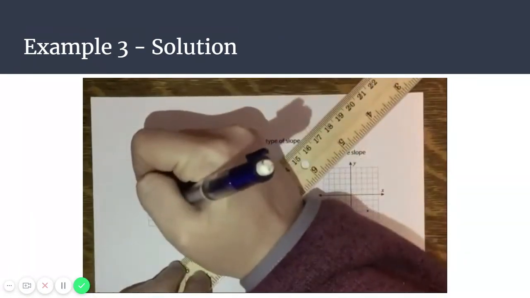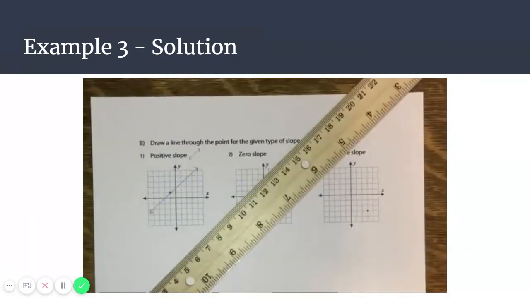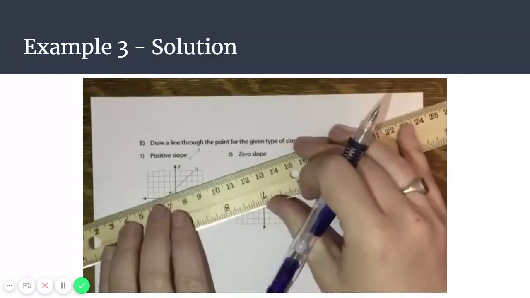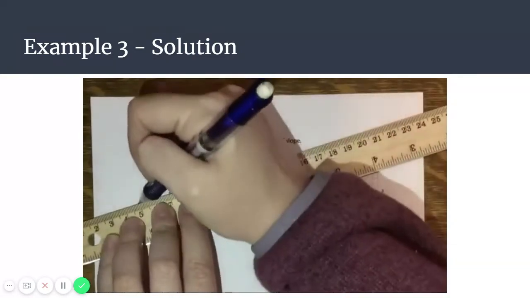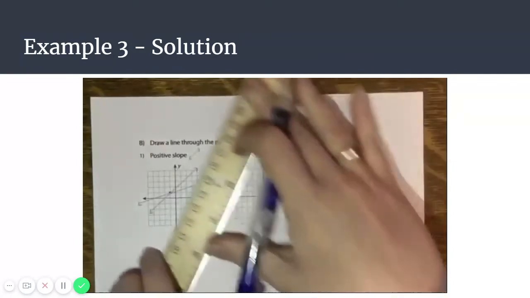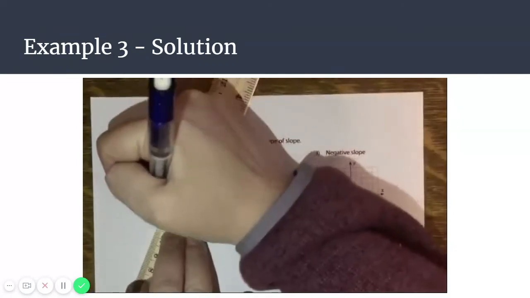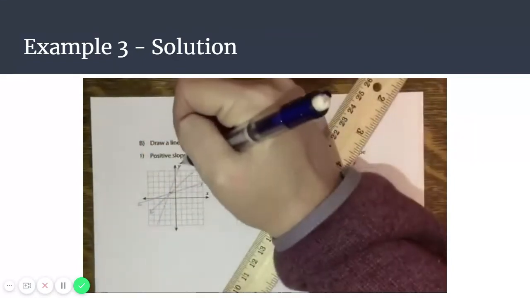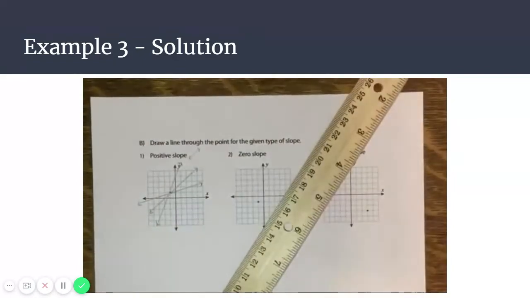So your line could look like that with a positive slope. Also, your line could be a little bit less steep, so it could look more this way, or you could make your line extra steep going this way. Any of those lines work as long as they're going up and to the right.